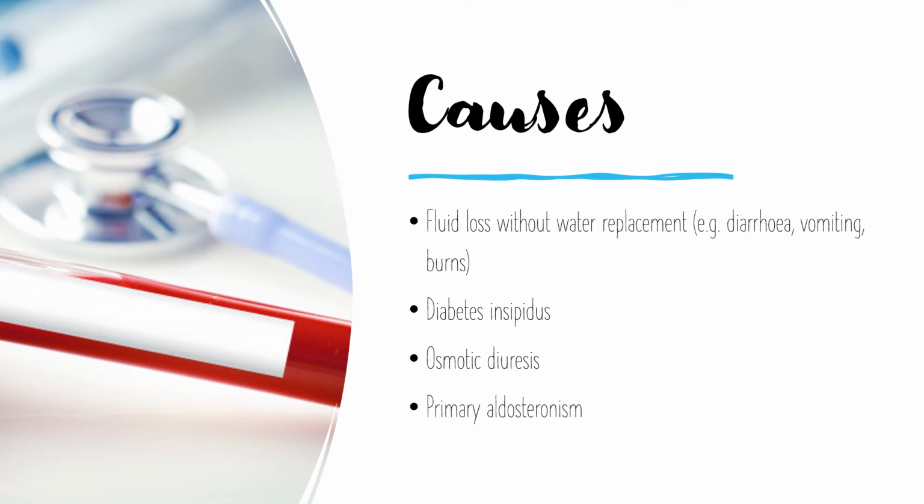Primary aldosteronism. So remember, this is excess aldosterone and it's causing this sodium reabsorption within the tubules as per the renin-angiotensin-aldosterone system. If there's increased aldosterone, there's increased sodium reabsorption. And lastly, incorrect fluid replacement like excessive saline can cause hypernatremia.